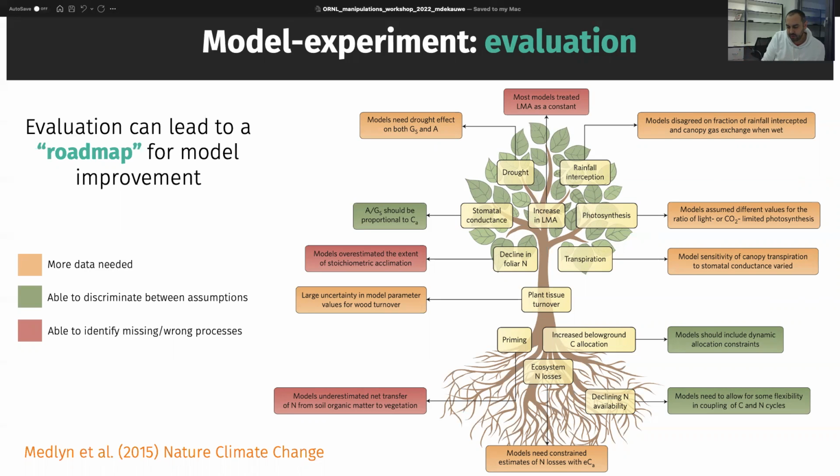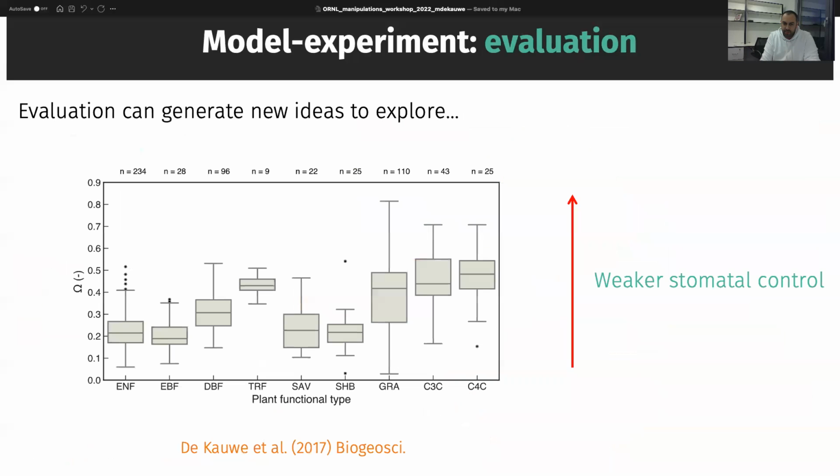So I'm going to give you one example of where we've done this. One of the processes we identified as needing more data was trying to understand the sensitivity of transpiration to stomatal conductance. And so in a subsequent paper, what we did was we took some FluxNet data and we reasoned that we should be able to work out this sensitivity. And so what I'm showing here is different plant functional types, starting at evergreen needle leaf forest, moving through to crops. And we're looking at basically how coupled leaves are to the boundary layer, so the turbulence around it. And so as you move up, it's weaker stomatal control.